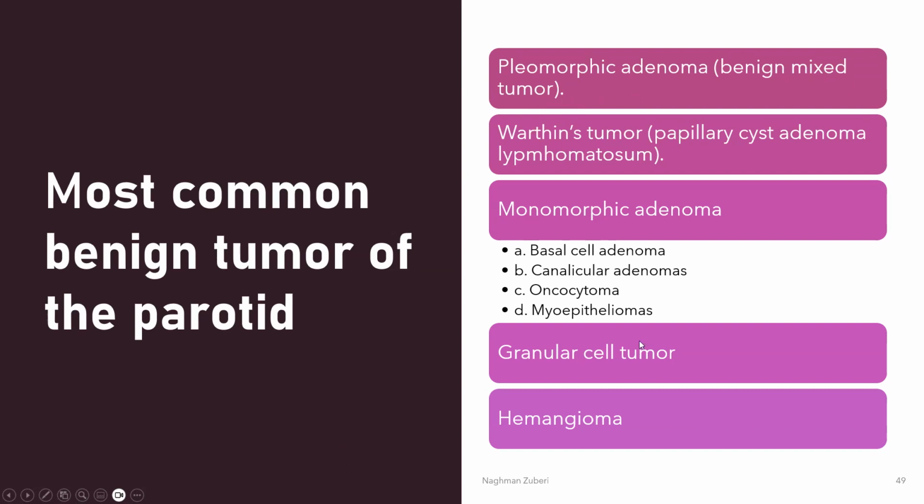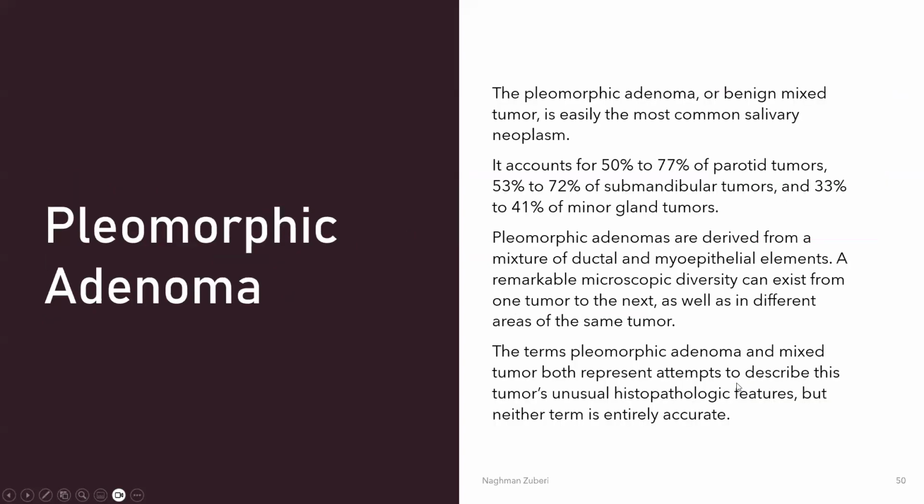Benign mixed tumor, Warthin's tumor. Difference between Warthin's duct and Warthin tumor: Warthin tumor is in parotid, Warthin duct is in submandibular gland. Remember that. Papillary cystadenoma lymphomatosum, then monomorphic adenoma, basal cell adenoma, canalicular adenomas, then oncocytomas and myoepitheliomas, granular cell tumor, and hemangiomas.